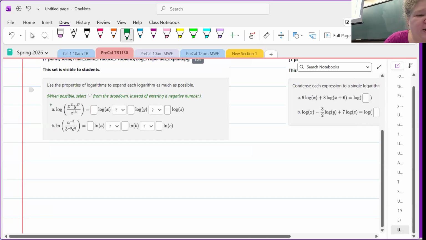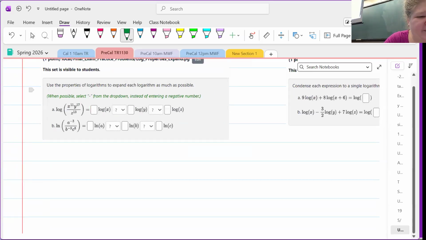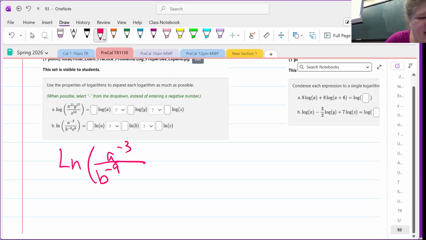All right, so when we're looking at our log properties here, I'm going to take the second one because the numbers on it are uglier. So the natural log of a to the negative third over b to the negative ninth, c to the eighth. When we're looking at a single logarithm that we're going to be expanding, we want to focus on what the order of the operations are.